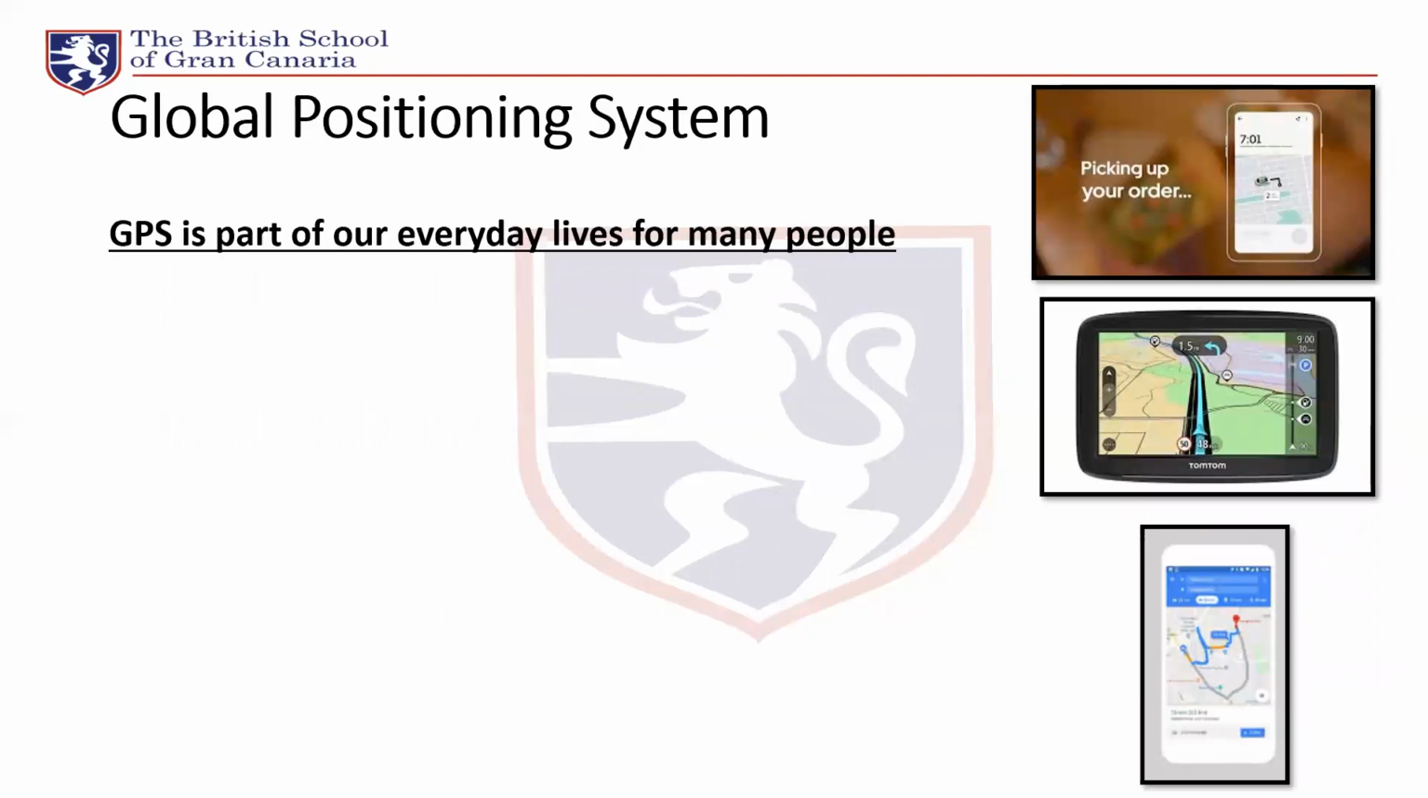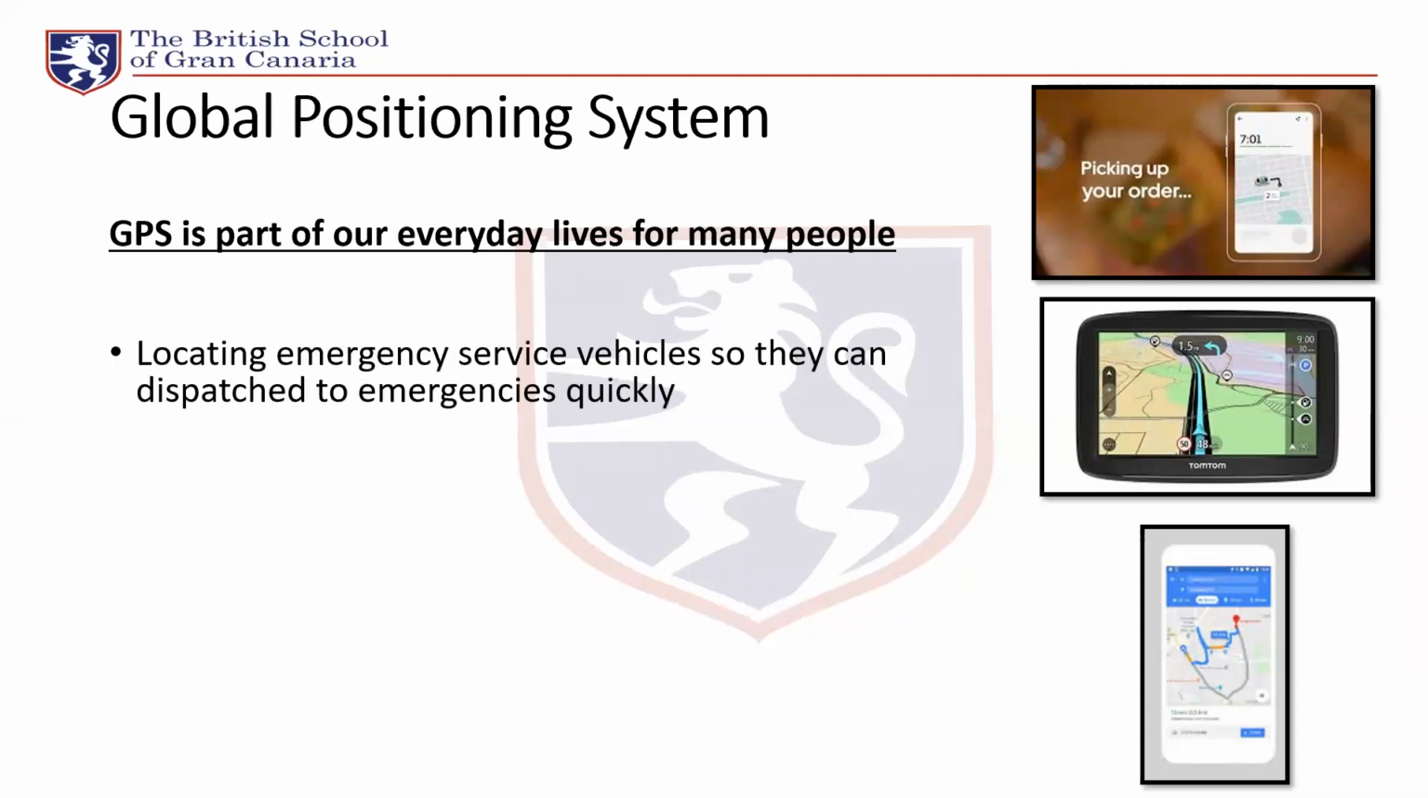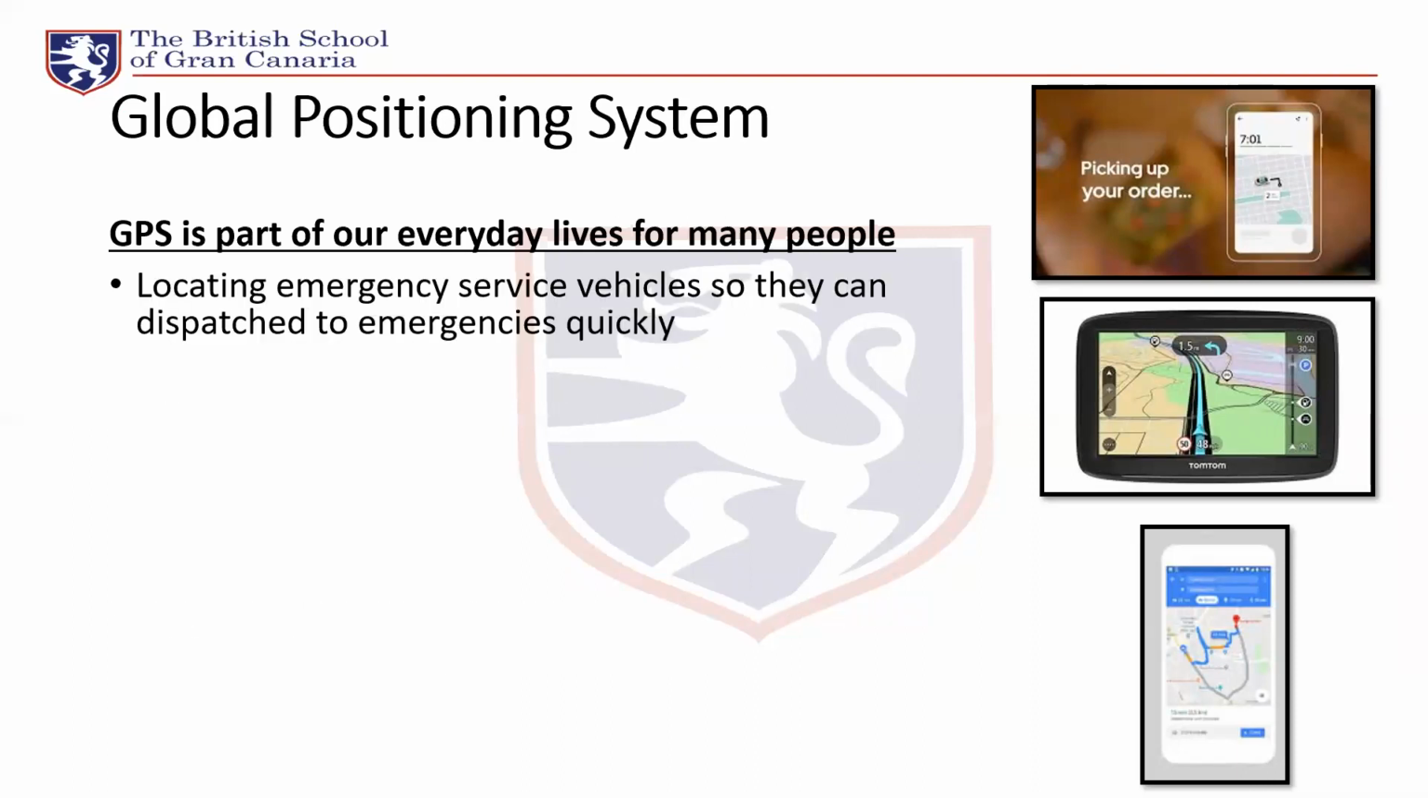So GPS is obviously part of our everyday lives more and more. I remember when TomToms sort of first came out, and not everybody had them, and they were quite expensive, really. But now you have GPS on your phone. It's on your phone right in front of you whenever you want to use it. So locating emergency services vehicles, so they dispatch to emergencies quickly.